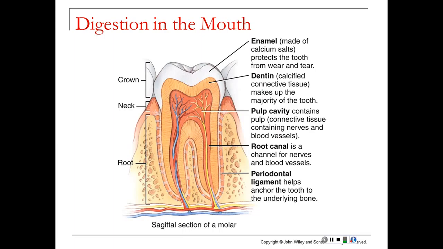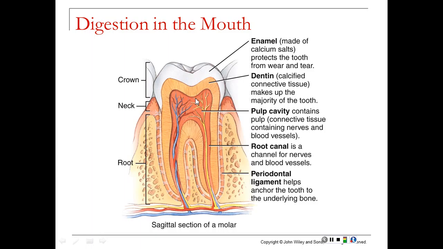Let's talk about the structure of teeth. The part that you can see, the part that's above the gum line, is called the crown. The part within the gums is called the neck, and then the part that dips into the bone, here you can see the bone, maybe the mandible, maybe the maxilla, depending if this is upper or lower teeth, that's called the root. So the crown is made of a hard substance called enamel, which is made of mostly calcium salts. This is going to protect our teeth from wearing away. There's also a calcified connective tissue called dentin. That's the majority of our tooth.